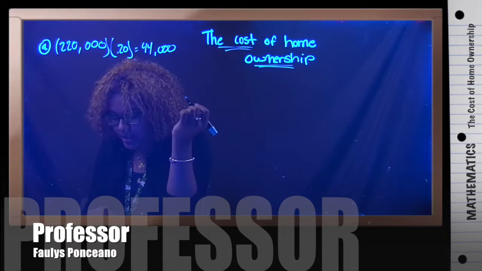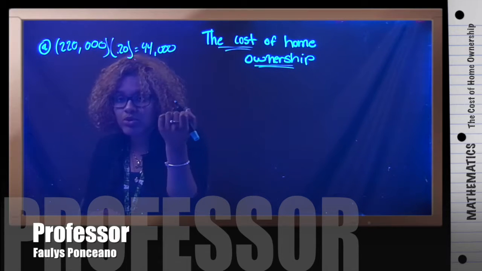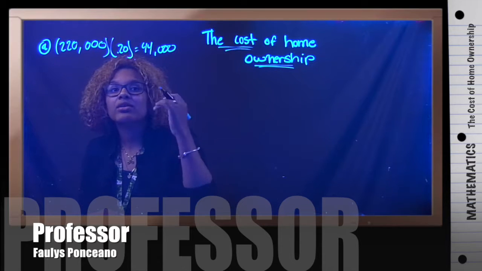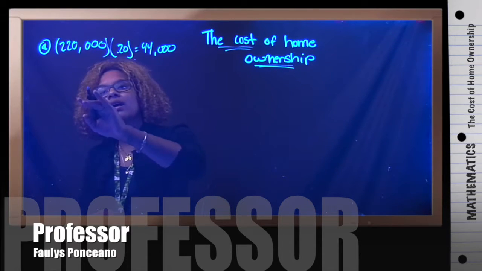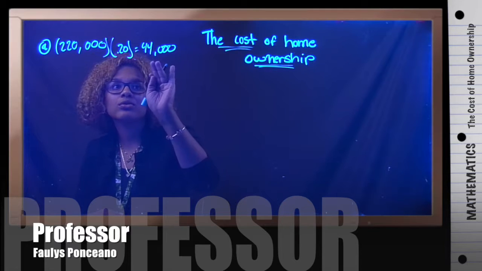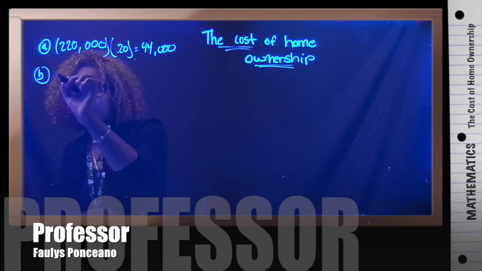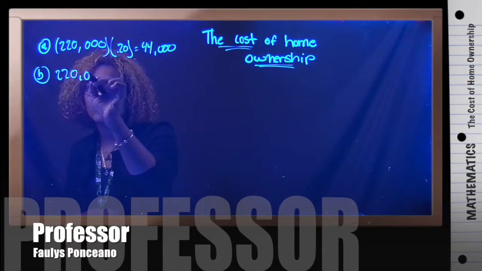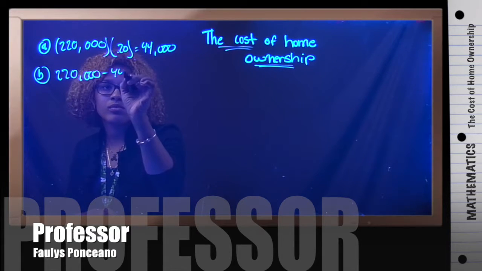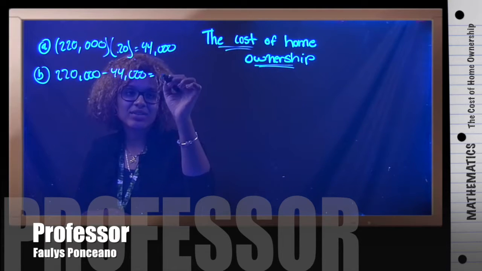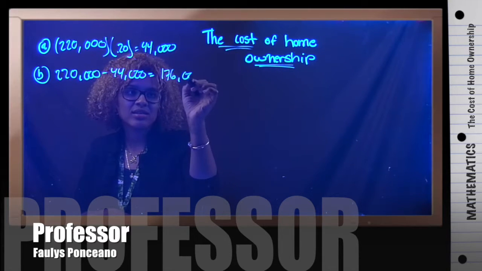Okay? Then it wants me to find the amount of the mortgage. So how much is the bank going to lend me? So you're going to subtract the $220,000 minus the $44,000. And that's part B. Once you subtract that, you get $176,000.